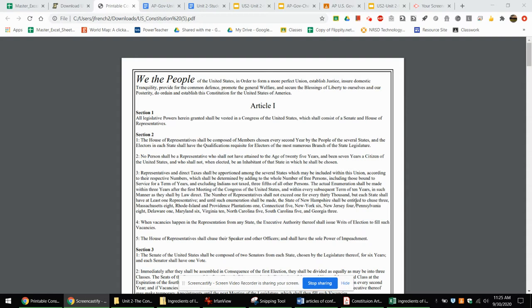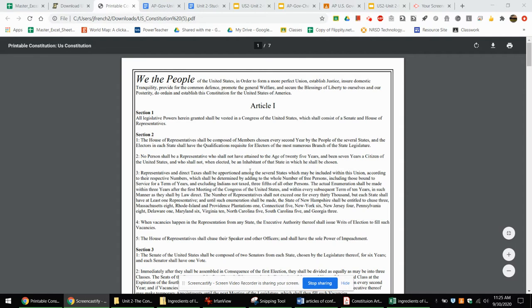So, Article 1 is all about the legislative branch, Congress, and it's by far the longest article because the founders really wanted Congress to be the main force of government, the main body of government when it came to the federal government. So, Section 1 just basically creates the bicameral Congress consisting of two chambers, the Senate and the House.